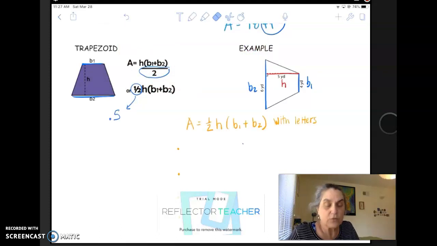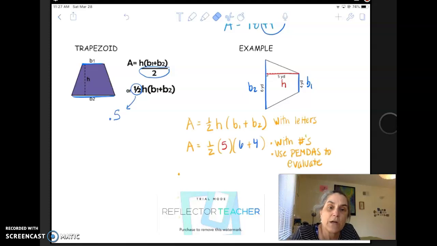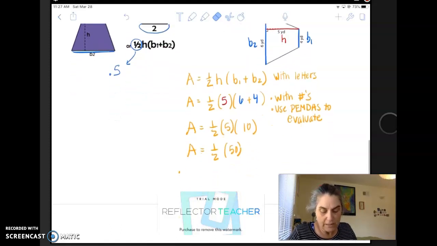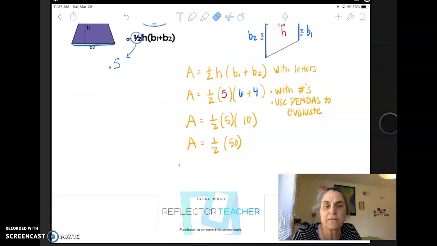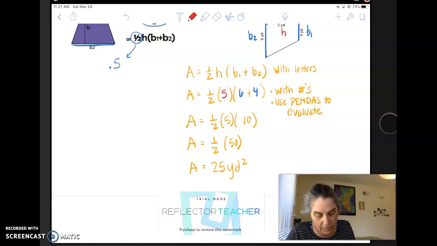My first step is to write the formula with the letters. I'm going to use the 1/2 times height times the sum of the bases. Second step is to substitute in those values. I know the height is 5, and base 1 and base 2 are 4 and 6. And then I'm going to use PEMDAS to evaluate. So the first thing I want to do is add the 6 and the 4 inside the parentheses. And then my second step is, just so I can do it mentally, let me just multiply the 5 times 10 and get 50. And then I can do the half. Half of 50 is 25. So like the previous examples, make sure you include your units squared.